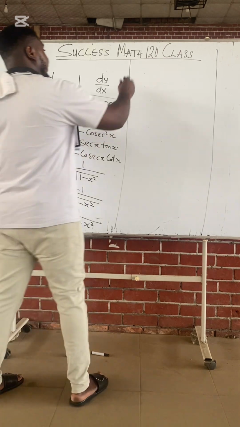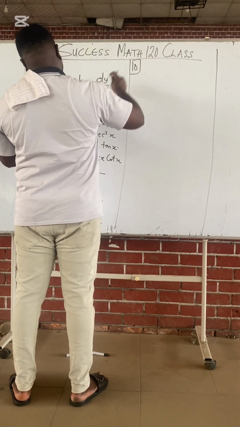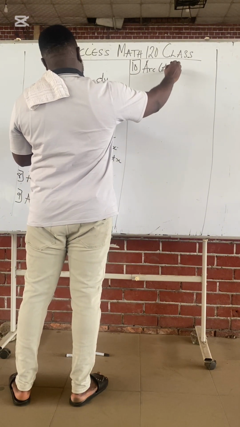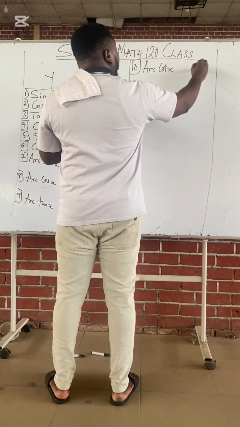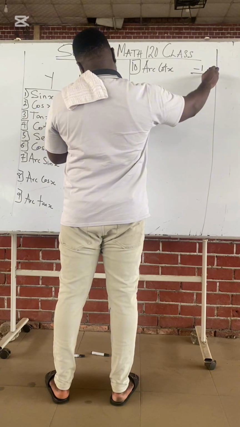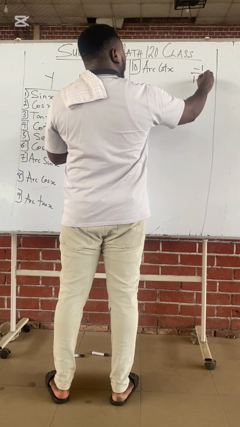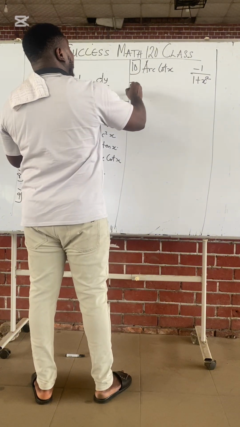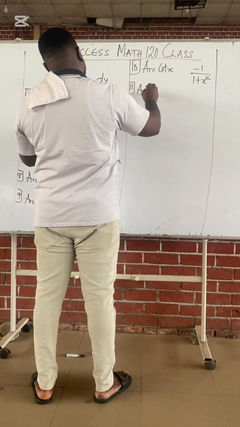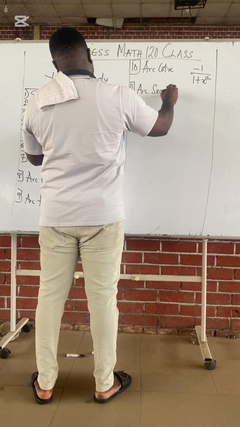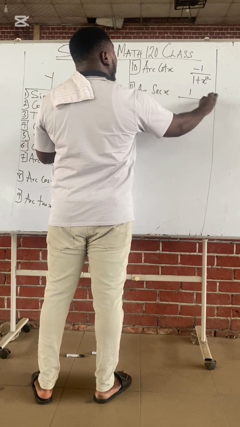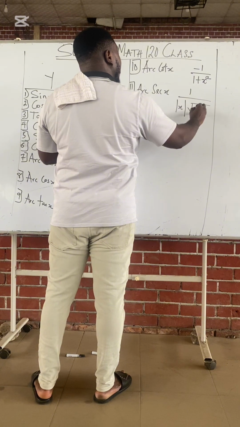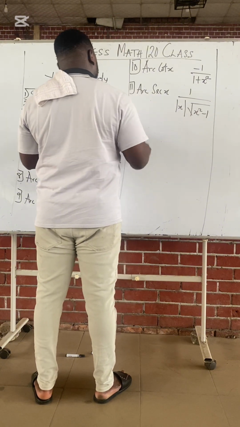Ten, arc cot x is minus 1 all over 1 plus x squared. Eleven, arc sec x is 1 all over absolute value of x times root of x squared minus 1.